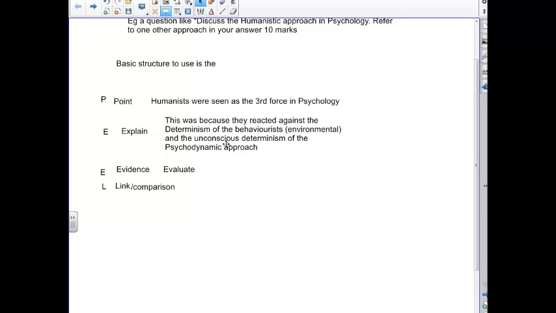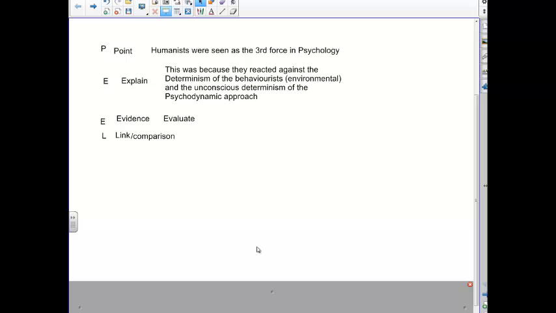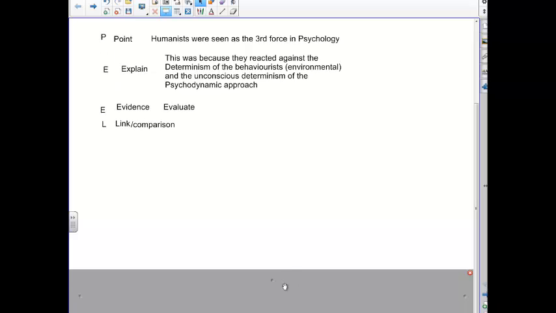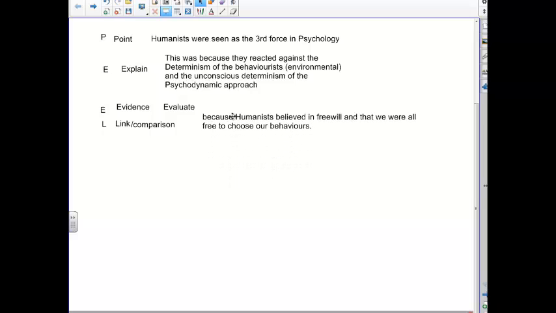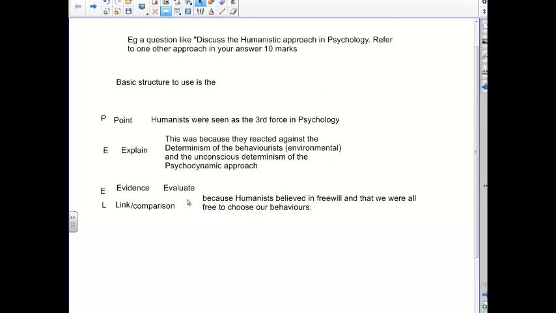So what are we going to say here? We've said they're against the determinism. Okay, so why is that? What is it that humanists believe in that's so against determinism? Well, you guys already know the answer to that, don't you? Hopefully you're saying it to yourselves right now. And that is, I don't know whether I prepared this. Did I prepare this? Oh, yeah. Because humanists believe in free will, all right? And we're free to choose our behaviours. So therefore, we've kind of got our AO2 in there.